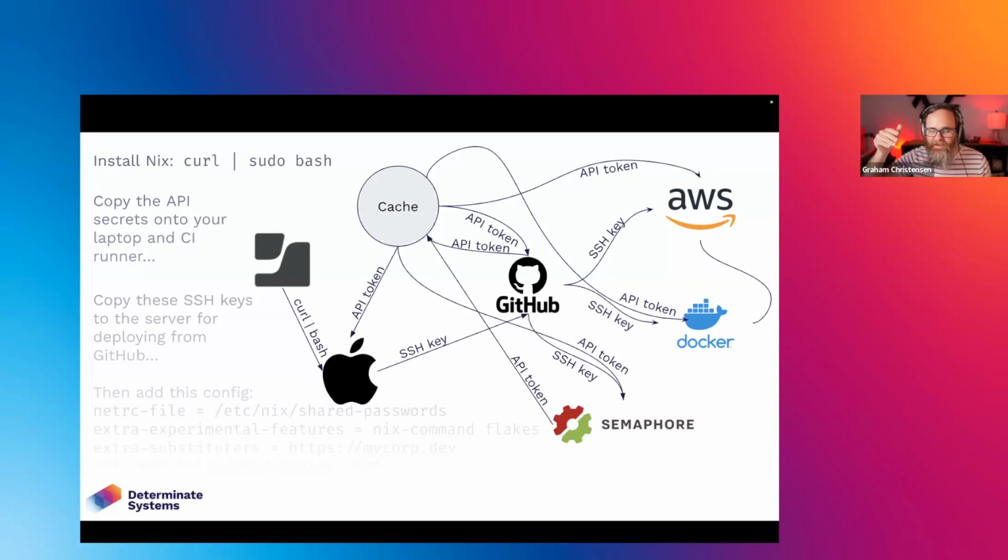When you get into CI or deploying to production, like on Amazon, you have to deal with SSH keys and API tokens and all this stuff again. And again, none of these pieces are solved in the large. They're all solved in the small. And so they're not transferable.